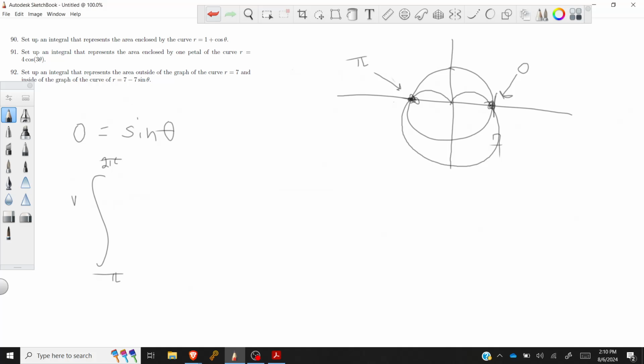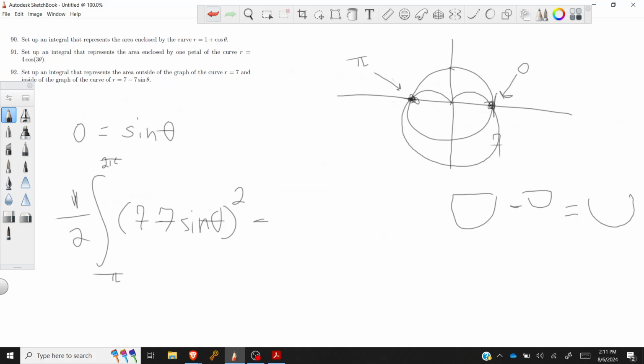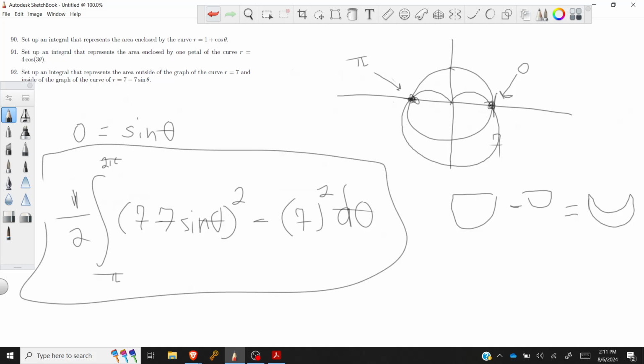So let's do that. I'm going to bring this 1/2 out front, and I'm going to have our r squared of our outer one first. I'm getting the whole area first of (7 minus 7 sine theta) squared, and then I'm subtracting this area from it. And the difference of those two parts equals just this little half moon. So this is 7 squared d theta. And this will be the answer for that one.